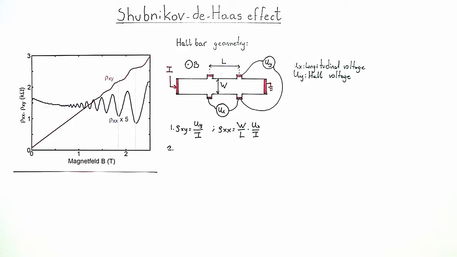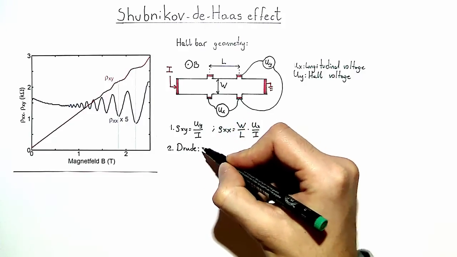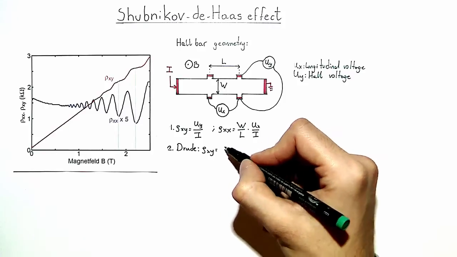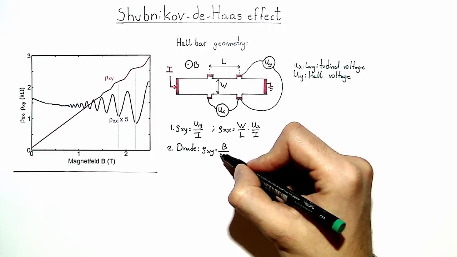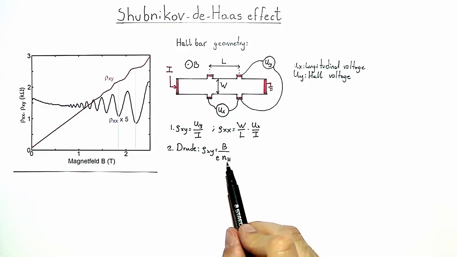And for this we go back to the classical Drude transport in a two-dimensional system, and we recall that in the Hall effect, the Hall resistivity is inversely proportional to the charge carrier density and linearly proportional to the magnetic field. So Drude tells us that rho xy is given by the magnetic field B divided by the elementary charge e and the density, which now here I will call nH, the H meaning Hall.